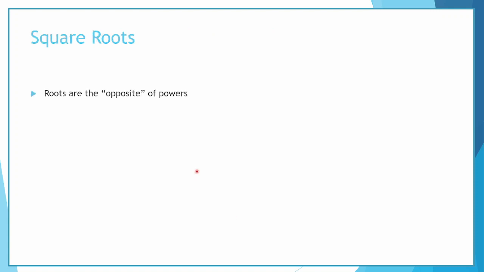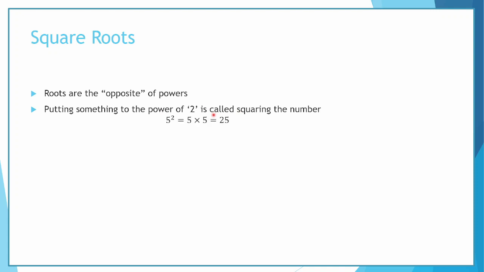So now we're going to look at square roots. So what are roots? Roots are essentially the opposite of powers. Just as a side note, when we said putting something to the power of 2 previously, this is also called squaring the number. So if we had 5 squared, for example, or 5 to the power of 2, you can use those words interchangeably. That means 5 times 5, which equals 25. So this is what we've just done. This is what we're familiar with, powers.